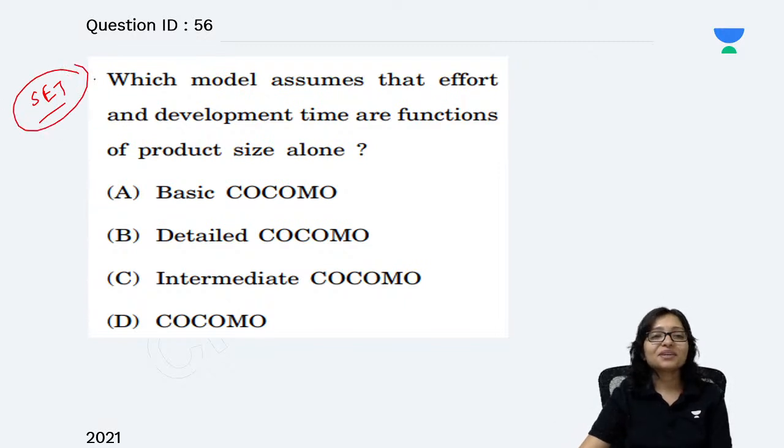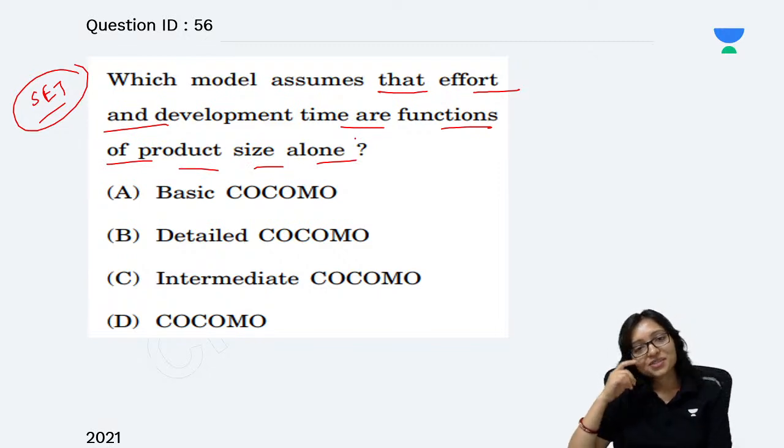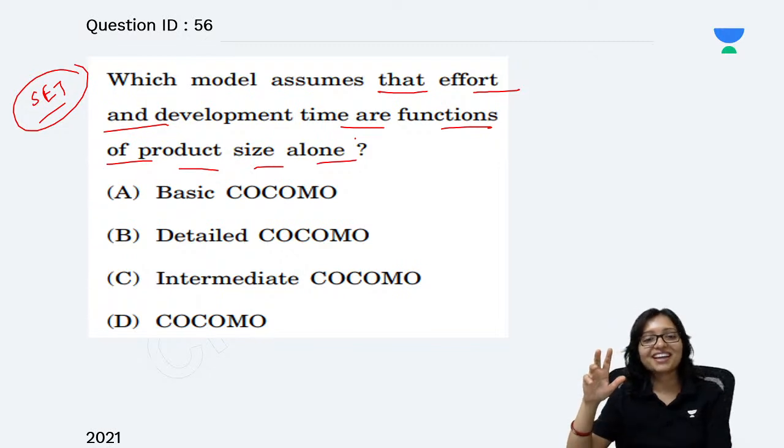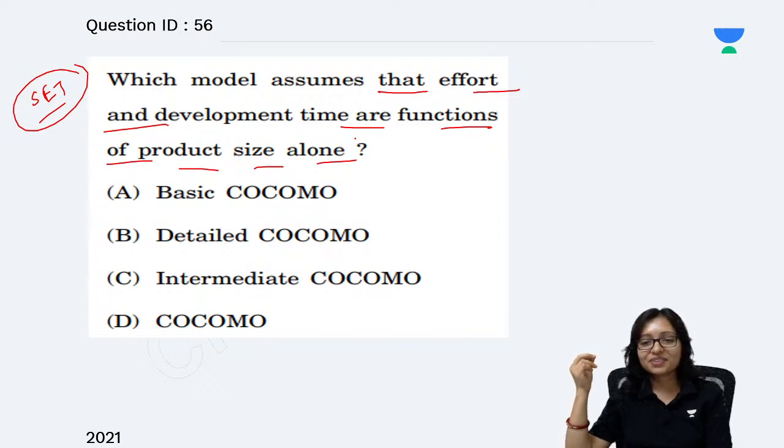Really, it's bothering me. Which model assumes that effort and development time are functions of the product size alone? So when I am taking class, when I am giving a question, I am trying very carefully to check that the answer key should be correct. But in the answer key there is a problem. Then I am verifying from my end which will be the correct one.